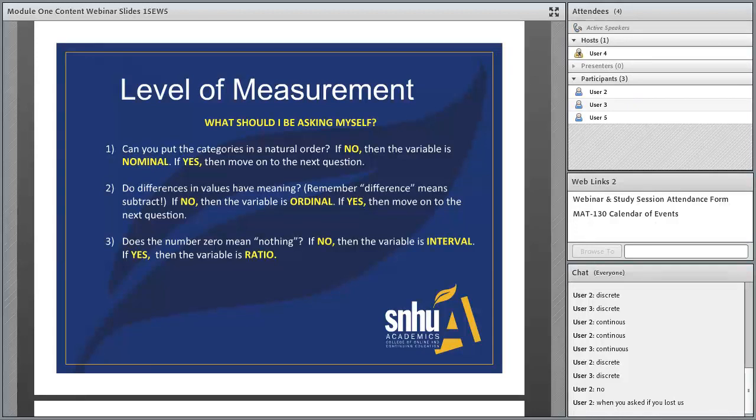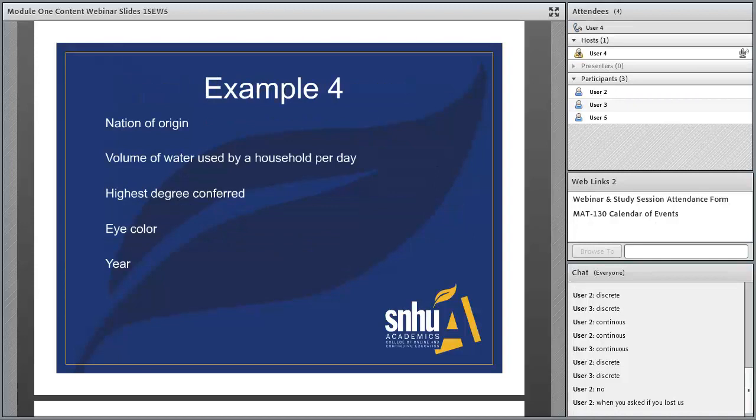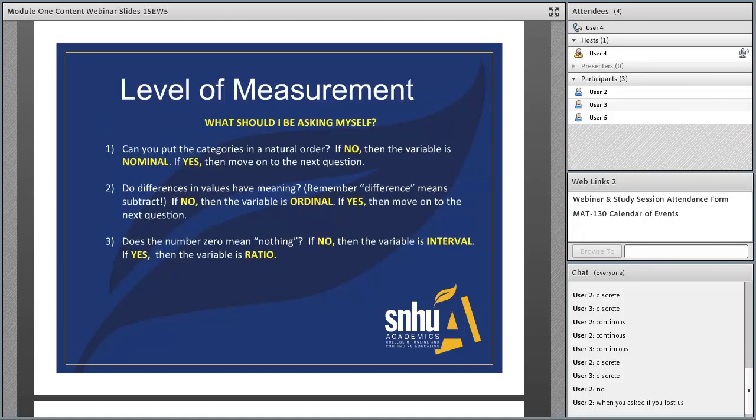So let's look at some examples, and we'll keep going back to that slide just to work our way through. So, nation of origin. Let's look. Nation of origin. Can you put the categories in a natural order?